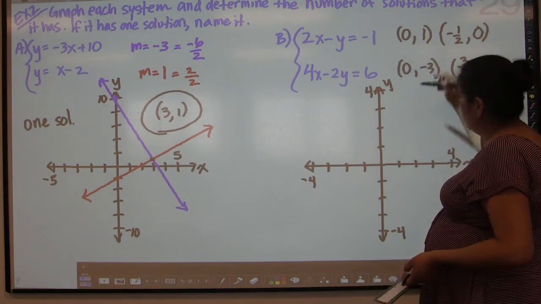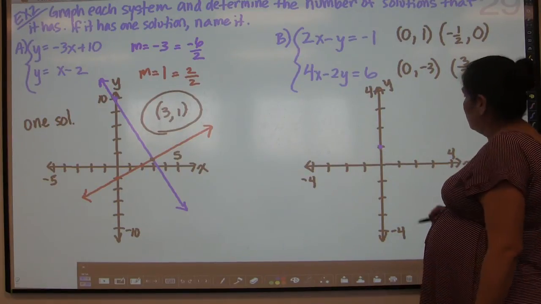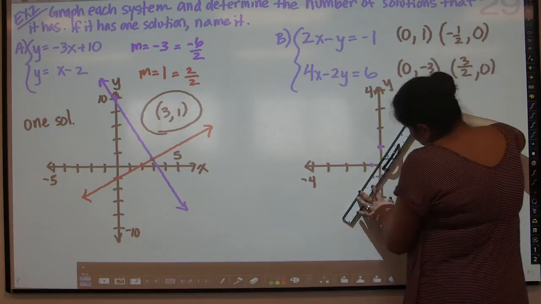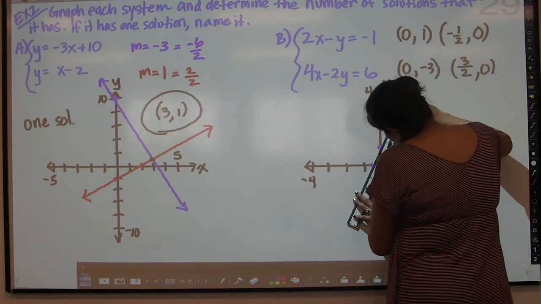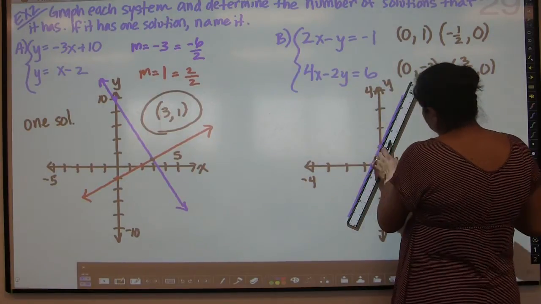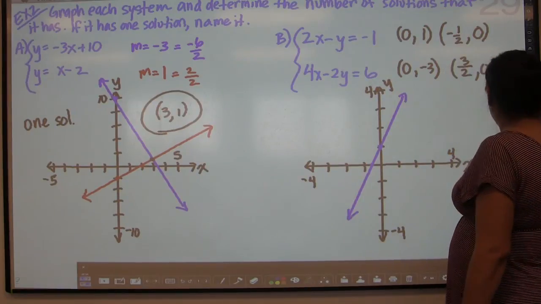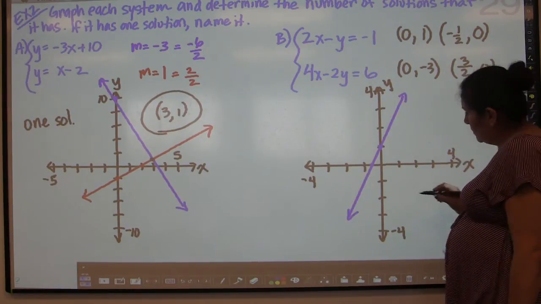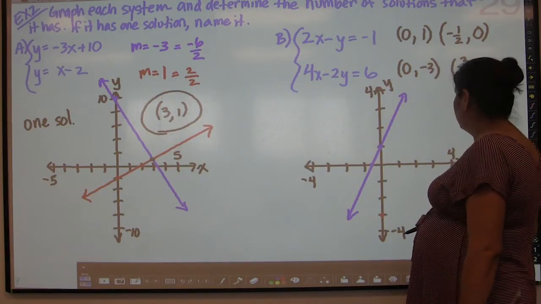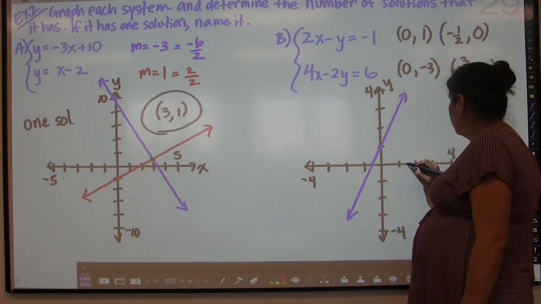So the first one, I'm going to get 0, 1. So x is 0, y is 1. And then negative 1/2, 0. So negative 1/2 will be right about here. And then I connect those two little guys. And my second line is going to be 0, negative 3. So 1, 2, negative 3. And 3/2, 0. So 1.5. So there's 1. 1.5 is right about here.